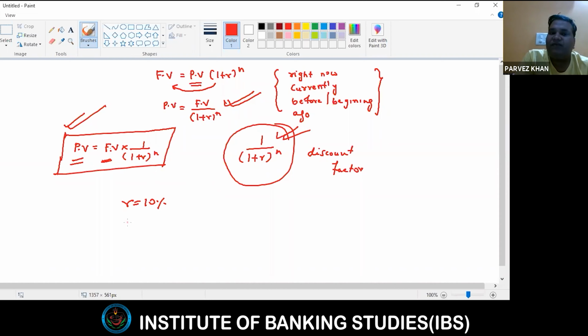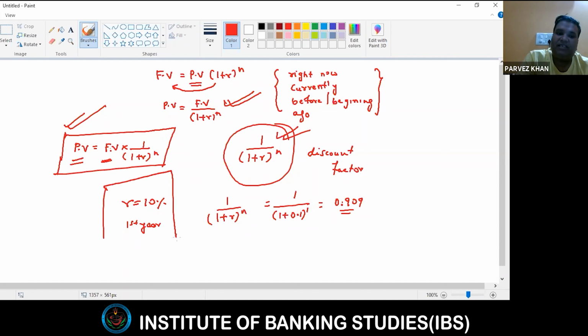Everybody is getting 0.909? Sir, please explain again, sir. Okay, this is the formula to calculate discount factor: 1 divided by 1 plus r to the power of n. Suppose r is equal to 10% and calculate the discount factor value for the first year, for 1 year. We put in the formula 1 divided by 1 plus r. For r we put 10%, meaning 0.1, and n will be 1 since only 1 year is asked. So 1 divided by 1.1, how much do you get? 0.909. Everybody got 0.909? Yes, sir.